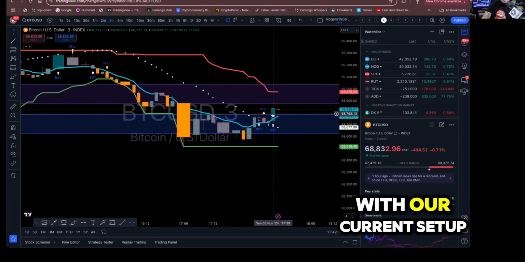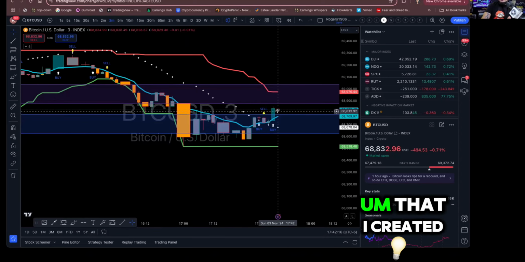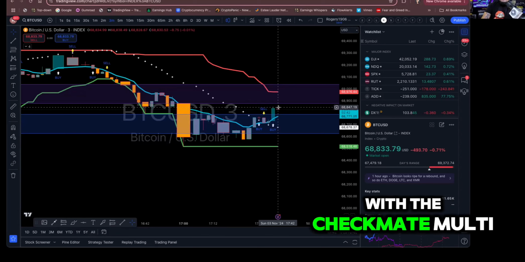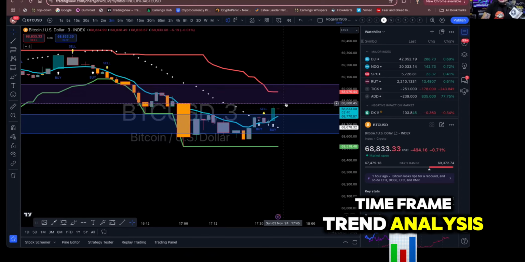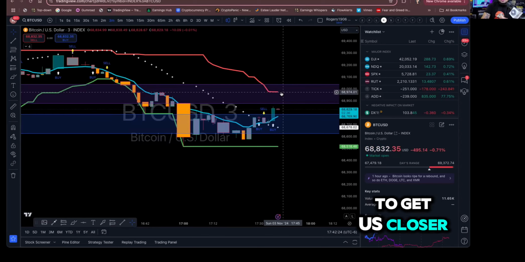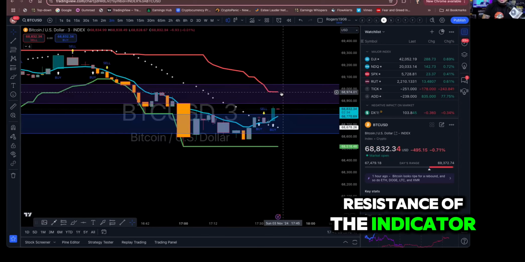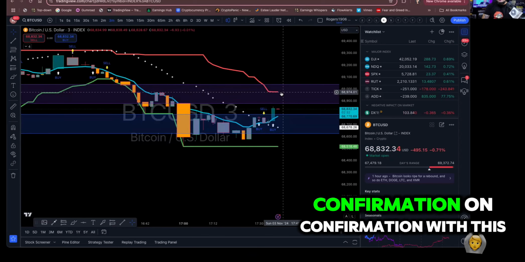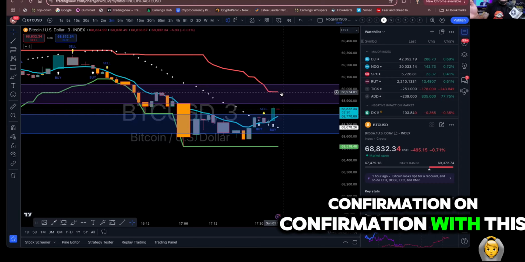So with our current setup, that I created with the Checkmate multi-time frame trend analysis, I just want to see that first line of resistance broken to get us closer to the actual true resistance of the indicator. It is double confirmation on confirmation with this tool, right?